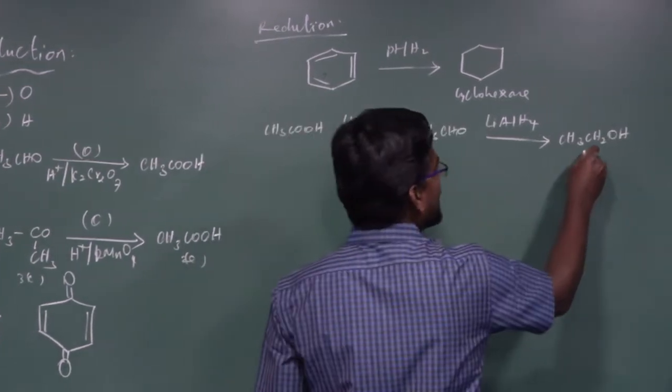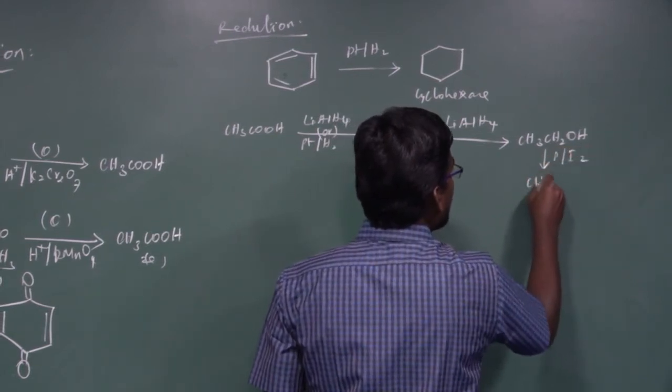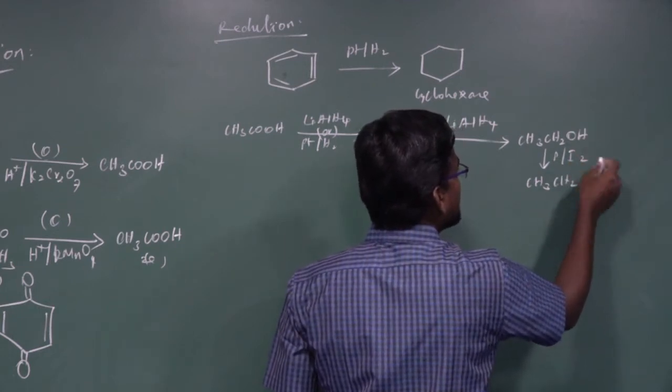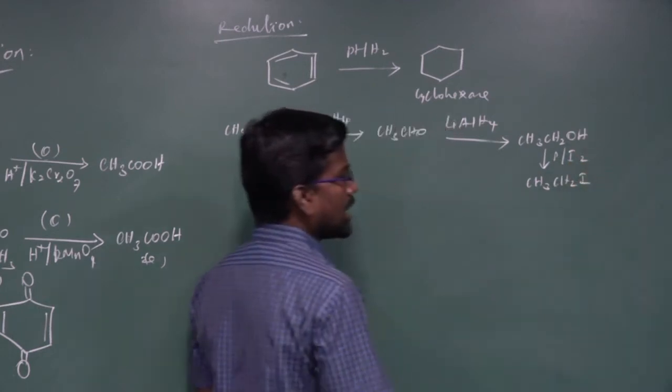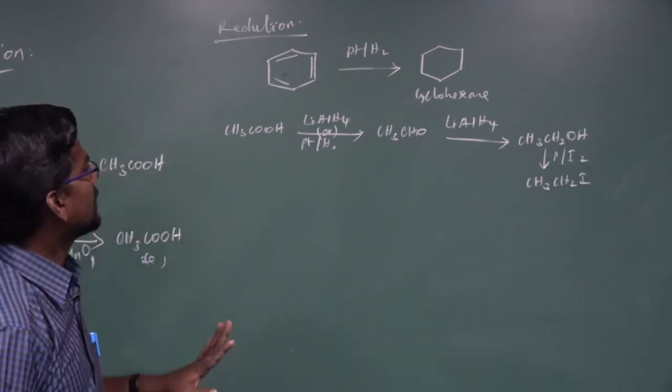Ethyl alcohol reacts with phosphorus and iodine to form CH3CH2I, ethyl iodide. Ethyl iodide can be further reduced to another compound. These processes are reduction processes.